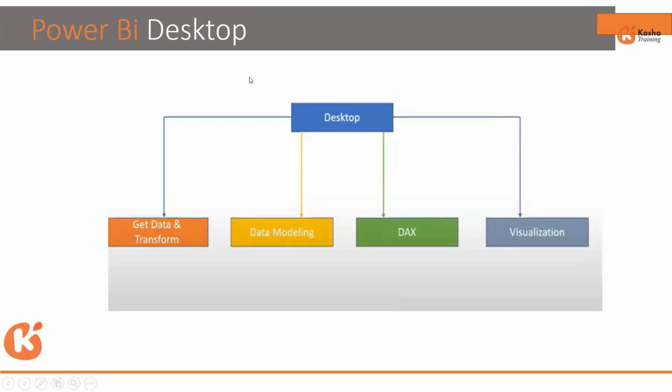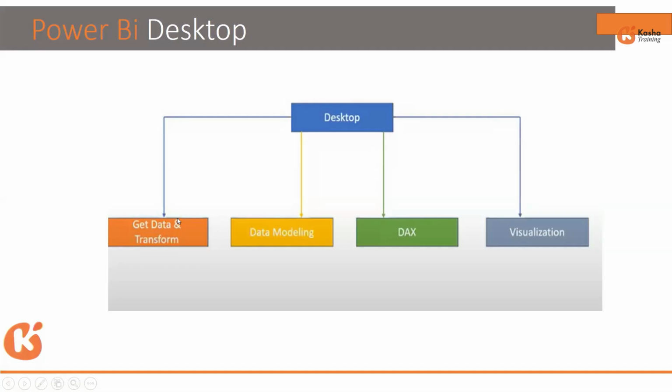Okay. So next, I already told you we have two parts: Power BI Desktop and Power BI Service. So in Power BI Desktop, how will the flow take place? In the desktop, we need to get the data and transform. Transform is nothing but cleaning the data. So we are cleaning the data in the Power BI Desktop.